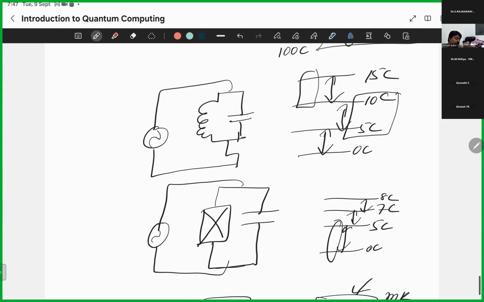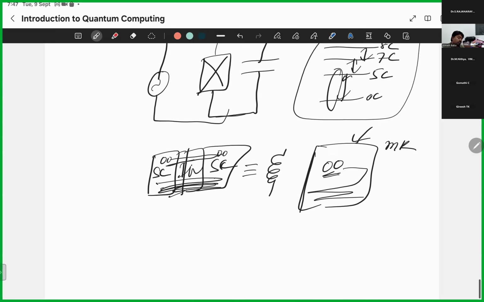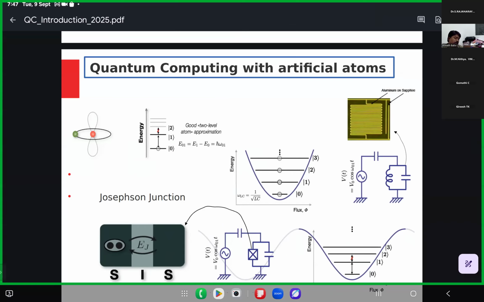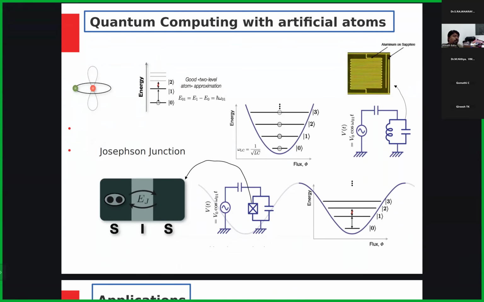So when they act like an inductor, this kind of unequal energy states are formed. Unequal energy states are just equivalent to having a natural atom. That is what's shown at the top right. So this is how they are going to realize a qubit out of it. This is how an artificial atom functions in quantum hardware.